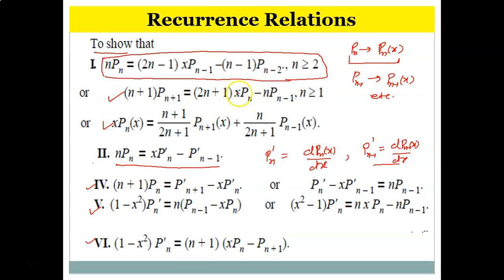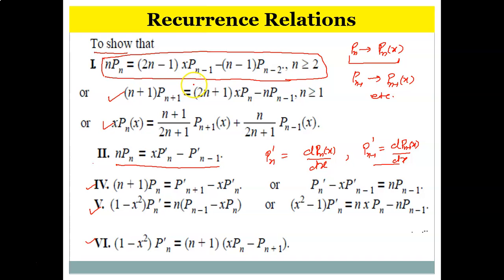Just replacing n with n plus 1 here, we'll get this term. Then after rearranging the terms, we can obtain this one. So in fact, the main clue to derive this relation is that there must be some variable multiplied with this Pn minus 1. Then how can we obtain this variable?